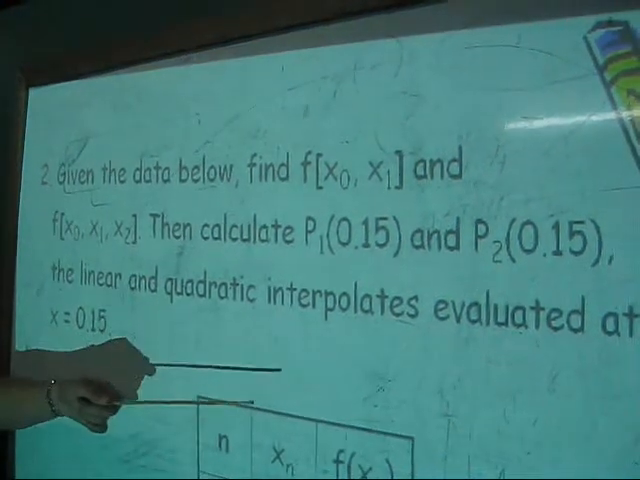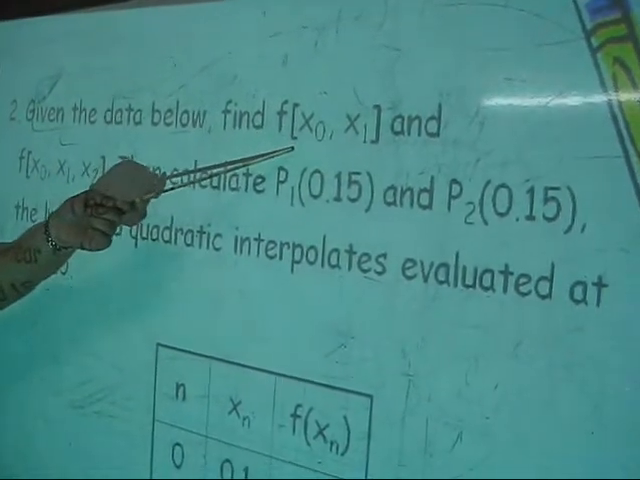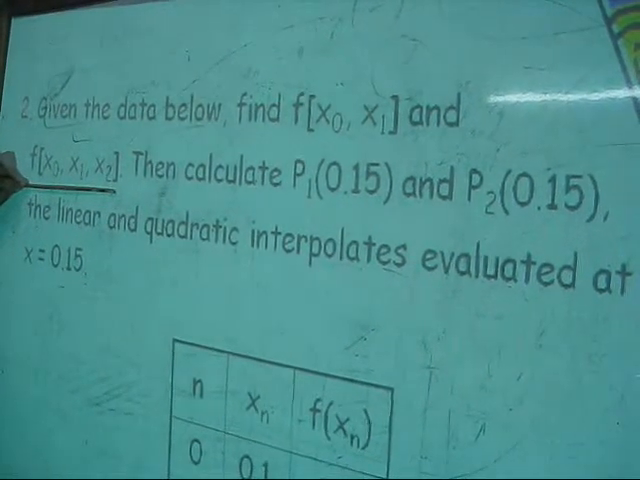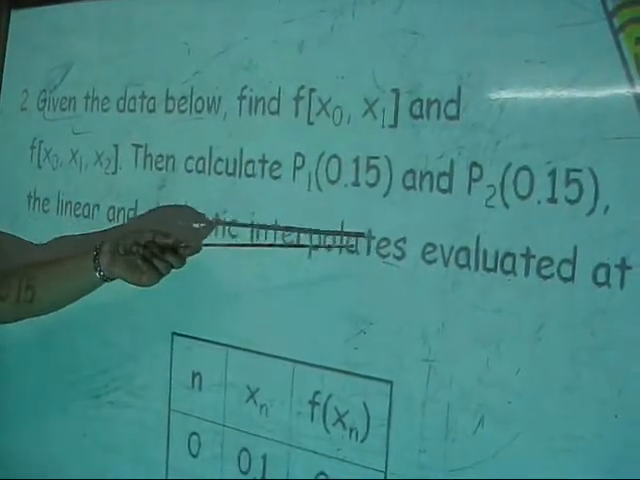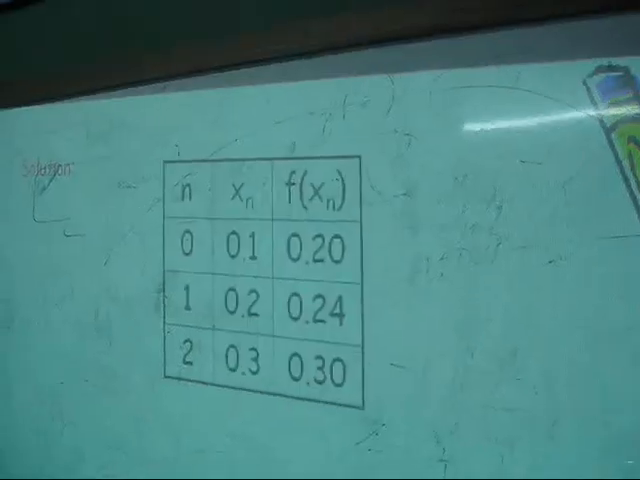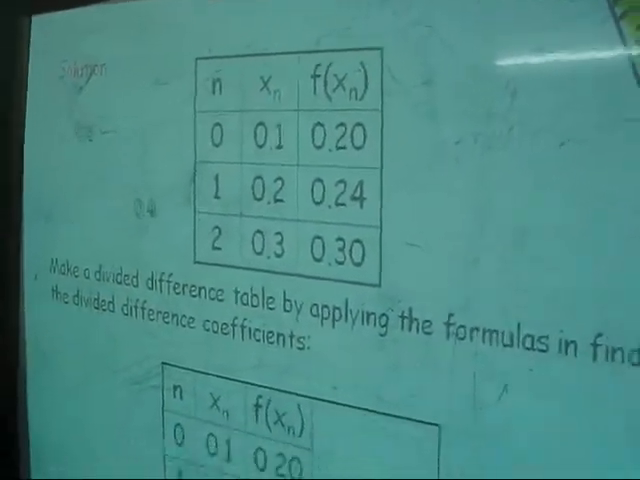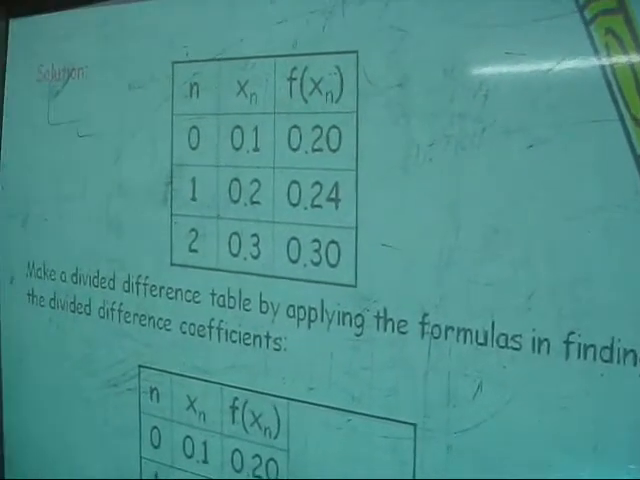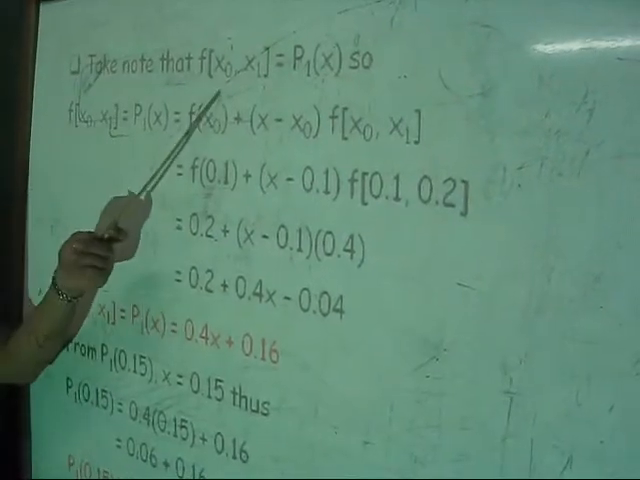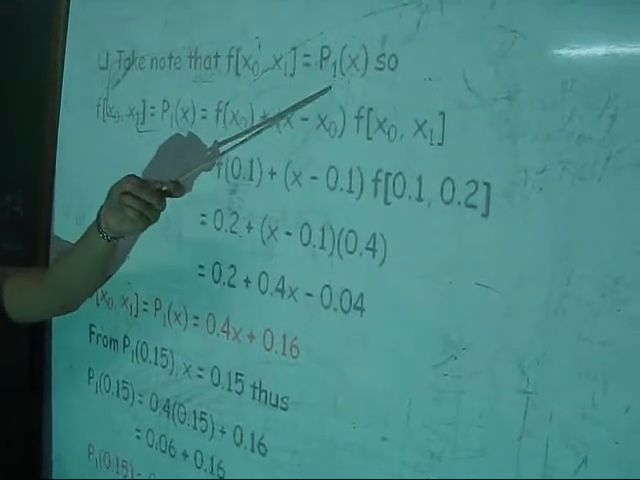Let's have another example. Given the data below, we have to find the divided difference between x sub 0 and x sub 1, and the divided difference between x sub 0 and x sub 2. So we have to calculate p sub 1 and p sub 2 with the following values, using the formula that we had done earlier, the divided difference table, applying the formulas in finding the divided difference coefficients. We'll have this. Take note that the divided difference between x sub 0 and x sub 1 is equal to p sub 1 of x.